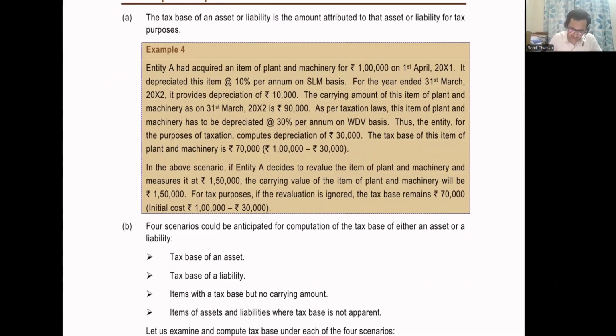Entity A has acquired an item of plant and machinery for 1 lakh rupees on 1st April 21. It depreciated this item at 10%. So therefore depreciation is 10,000 and the carrying amount is 90,000. All right. The same facts as that of example 3. So carrying amount as at 31st of March 2012 is 90,000. As per tax laws, this item of plant and machinery has to be depreciated at 30% per annum on a WDV basis.